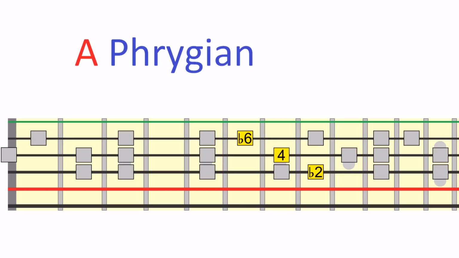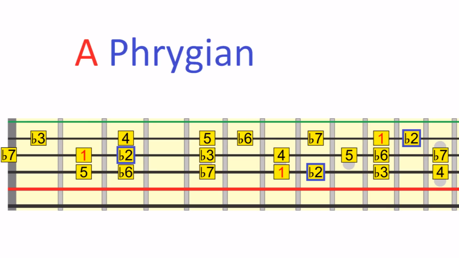Now we get a taste of that flamenco Phrygian flavour created by the minor second interval 1/2 step up from the root.